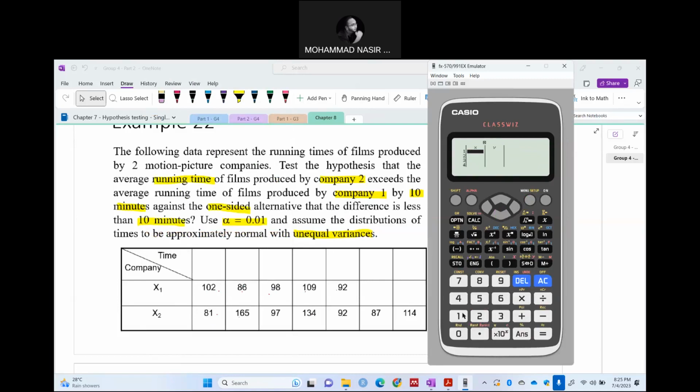So I input the values 102, 86, 98, 109 and 92. So we have 5 observations for X, and for Y we have 7, right? Can you try? Use the calculator a bit fast, huh?